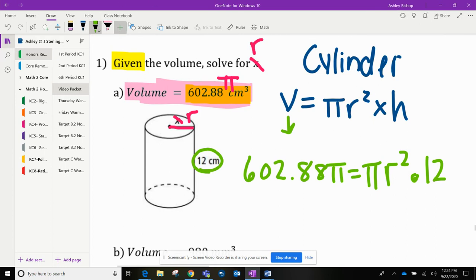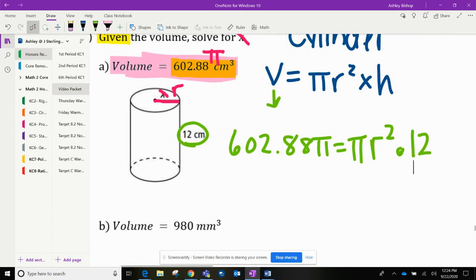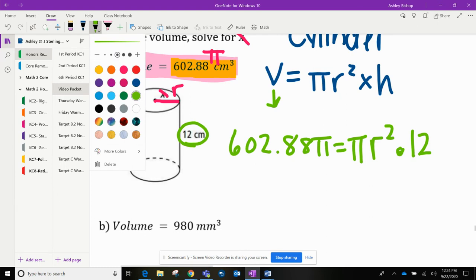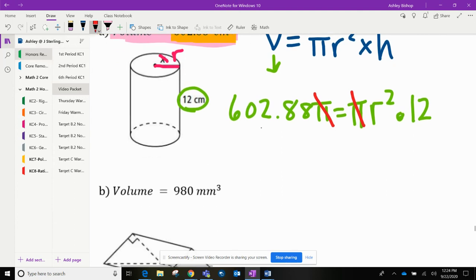And now the problem says solve for r. So now I'm going to focus on my equation and do some algebra to solve for r. First things first, this is always true. If you have a pi on both sides of your equation, they cancel each other out. You can divide both sides by pi, or you can just cancel them. We don't want to do any work with pi. So then I am going to rewrite what I have. I have 602.88 is equal to r squared times 12.